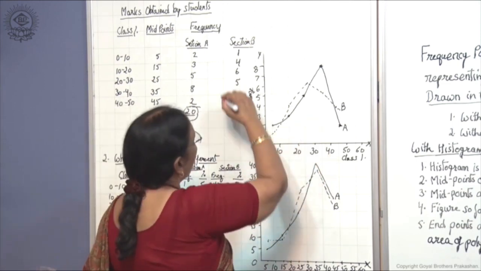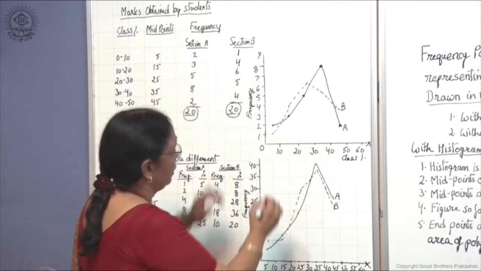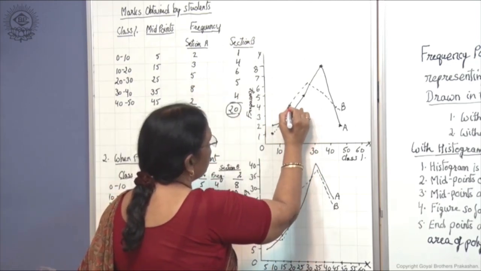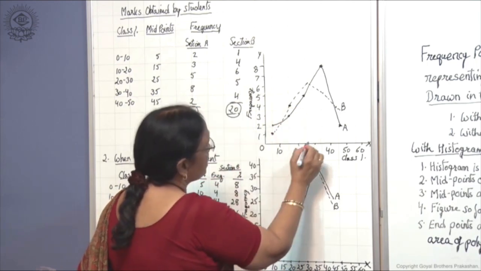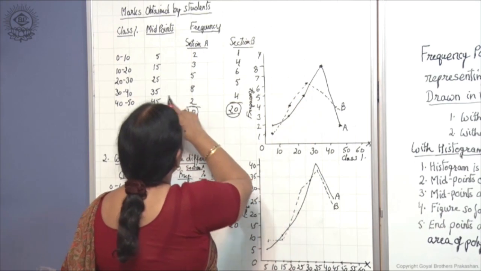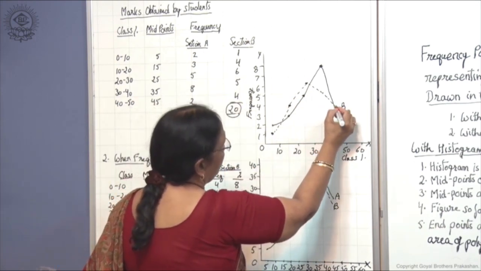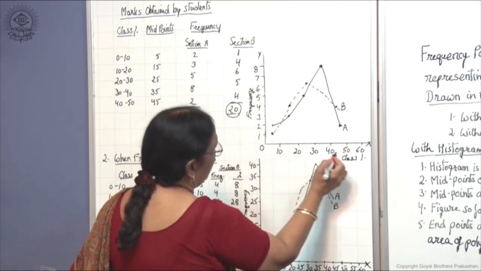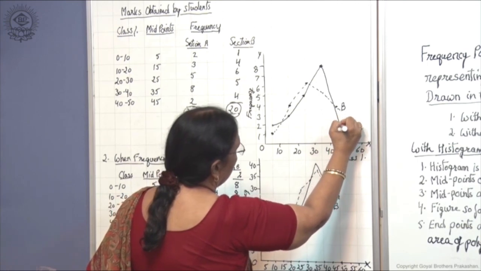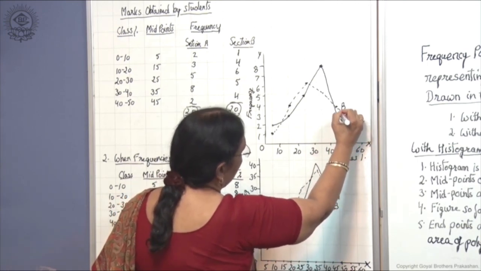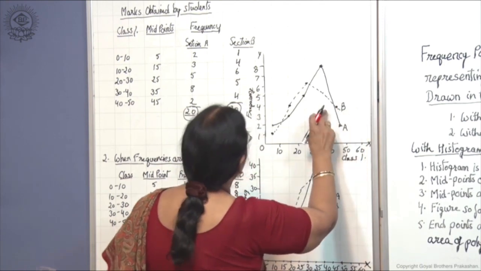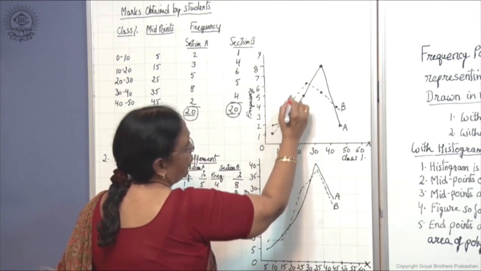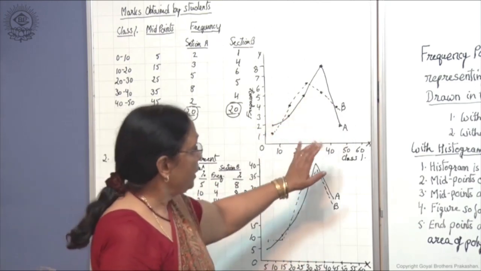Same way take for section B: 5 and 1, this is one point. Then 15 and 4, 15 is here, this is the second point. 25 and 6, this will be your third point. 35 and 5, this will be your next point. And 45 and 4, this will be your next point, this is 4, and the previous point was this one.